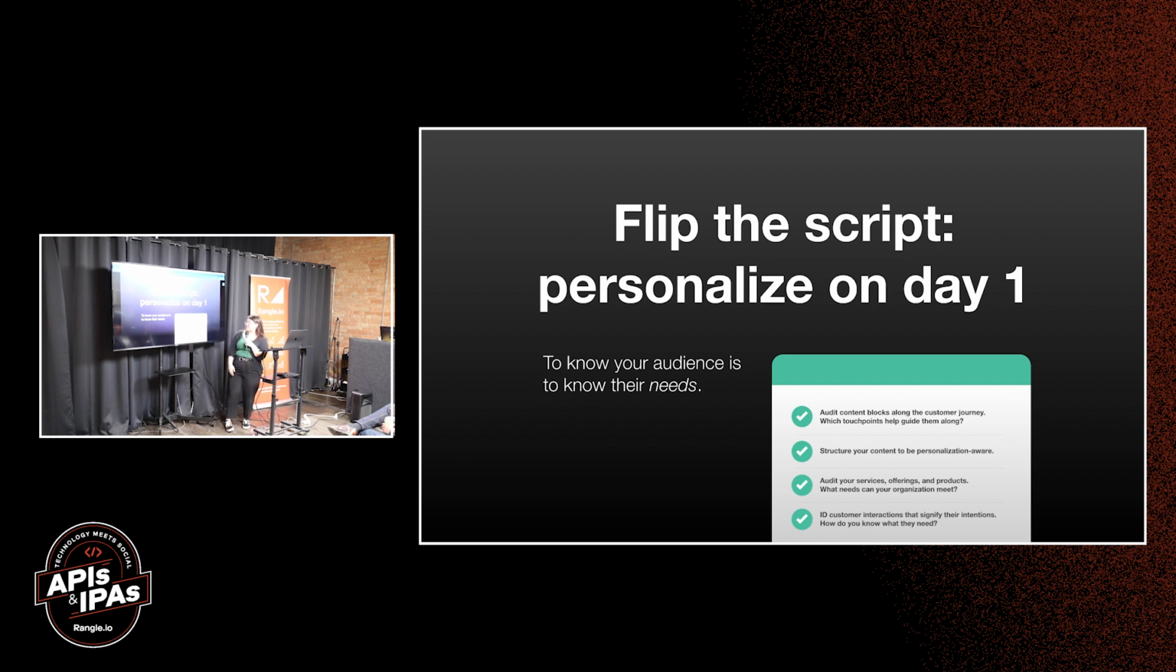Next here we have audit your services, offerings, and products. Audit what your organization does and what needs it can actually meet, so that you know how to get them there. And then identify customer interactions that signify their intentions. How do you know what they need? You need to figure out what touch points, what behaviors you actually need to be anchoring on, so that you can guide them there. And because now your engine knows what they need, it can personalize the content as they go.